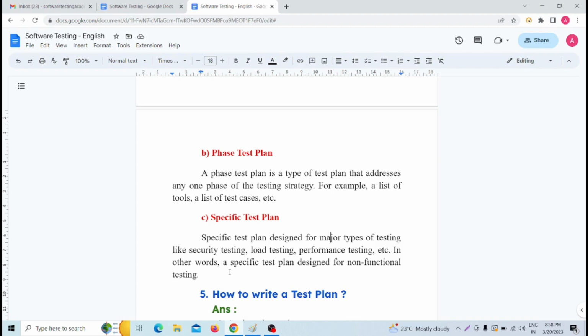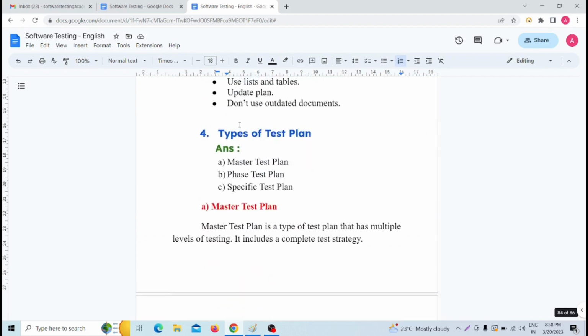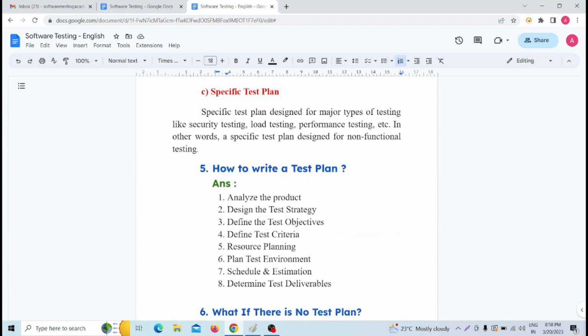You have to remember that the specific test plan is applicable only for non-functional testing. Non-functional testing means security testing, load testing, performance testing, stress testing, etc. So these are the types of test plan. Now you are very clear about what a test plan is and what the types of test plan are. Now next is how to write a test plan.